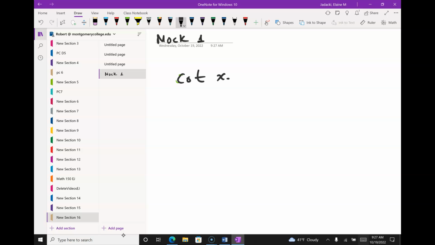Cotangent of x minus y equals x squared.